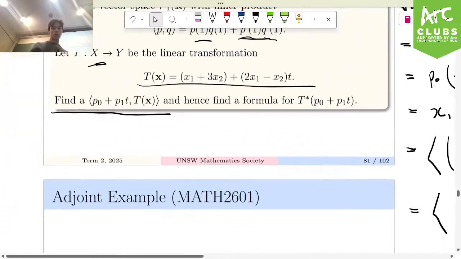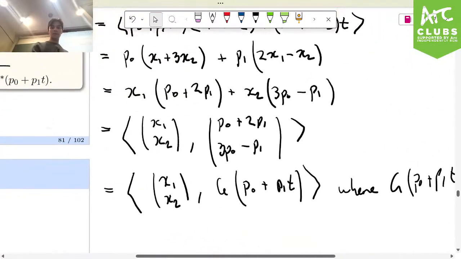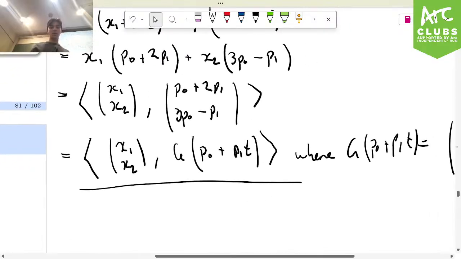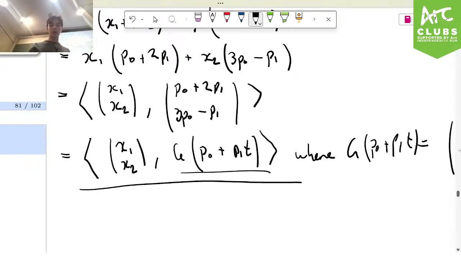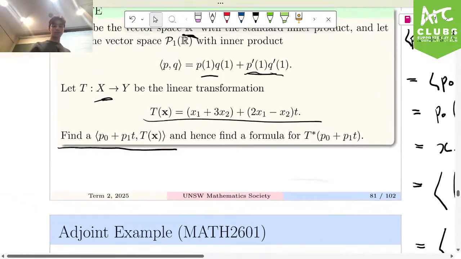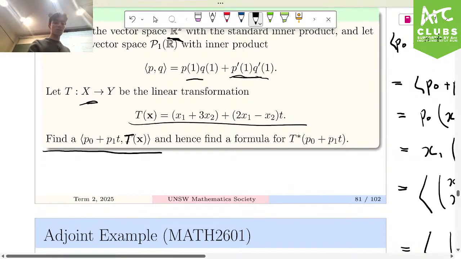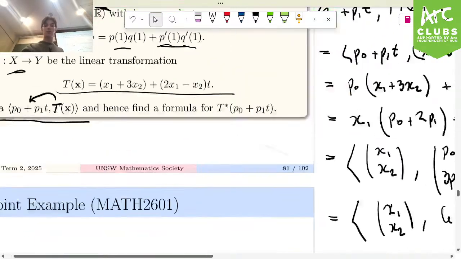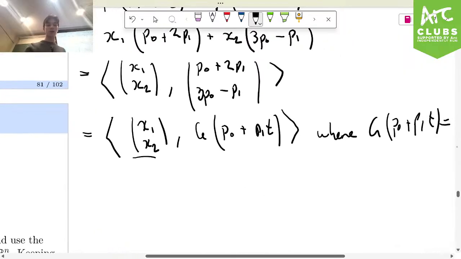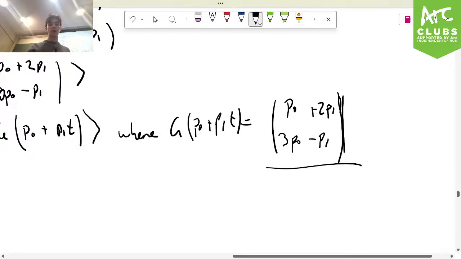We've basically rewritten this inner product in a form where the transformation is now not applied to x, but applied to the polynomial term. So we basically moved this transformation T from one side to the other. And we know that this expression is going to hold for any x1, x2, any p0, p1. So it must be that g is equal to T star. That's our expression for T star.